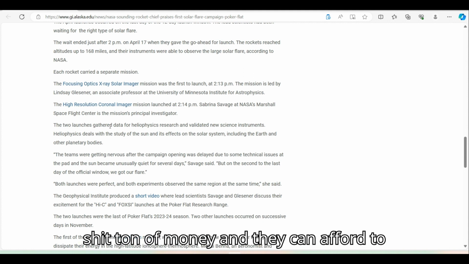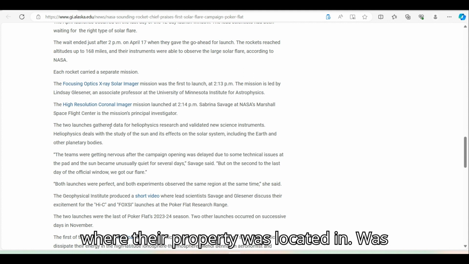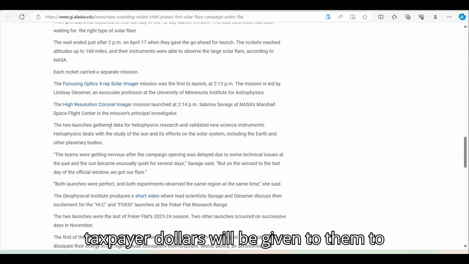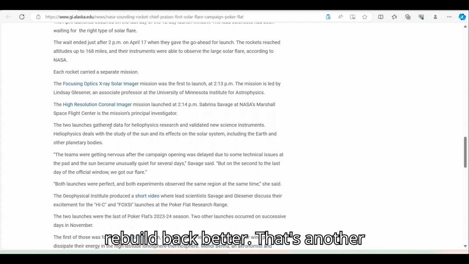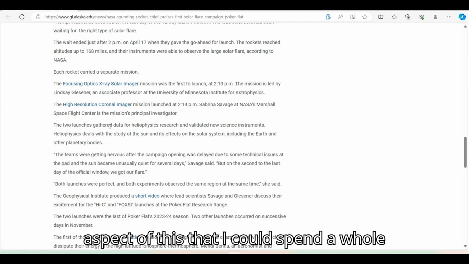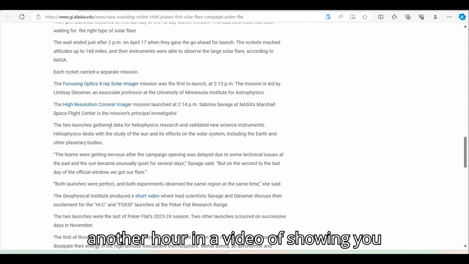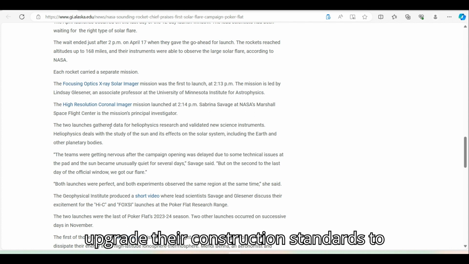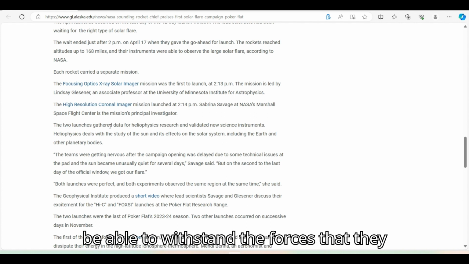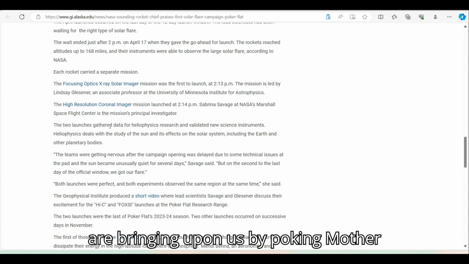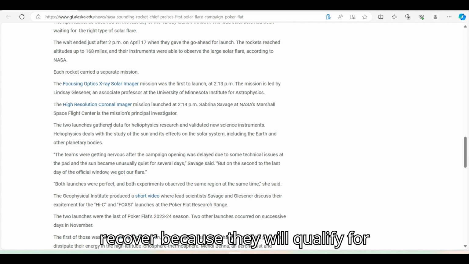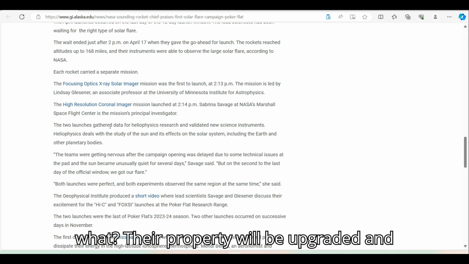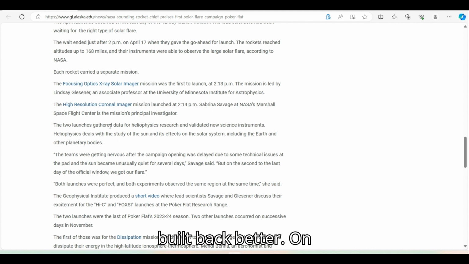And it's not going to be because they have a shit ton of money and can afford to fix it. It's going to be because the area where their property was located was declared a disaster zone and an emergency was declared, and a shit ton of federal taxpayer dollars will be given to them to rebuild back better. That's another aspect of this that I could spend a whole nother hour in a video showing you all of the information that would suggest that some of these things are intentional, because they've been given directives to upgrade their construction standards to be able to withstand the forces that they are bringing upon us by poking Mother Nature in the fucking gut. And they'll recover because they will qualify for emergency funding and repairs. And guess what? Their property will be upgraded and built back better on taxpayer dime.